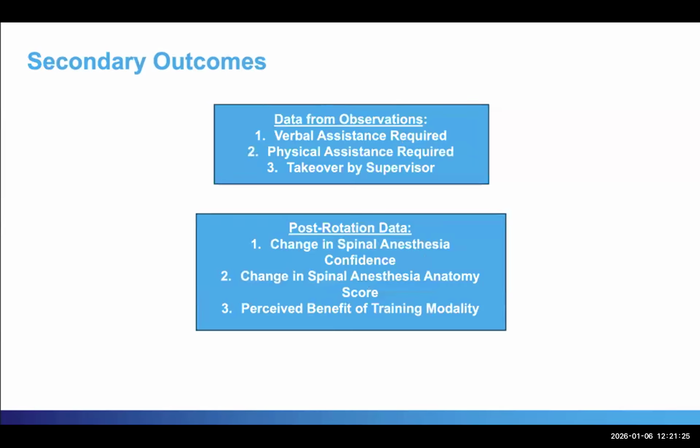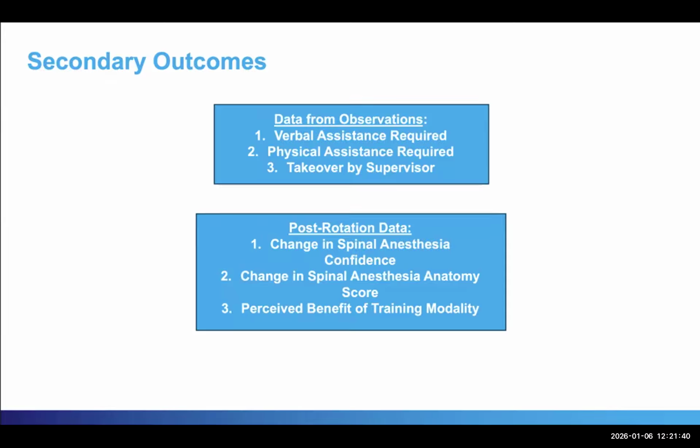Other data for our secondary outcomes looked at the data from observations. So, was verbal assistance from the supervisor required? Was physical assistance required? And was the procedure taken over by the supervisor completely?